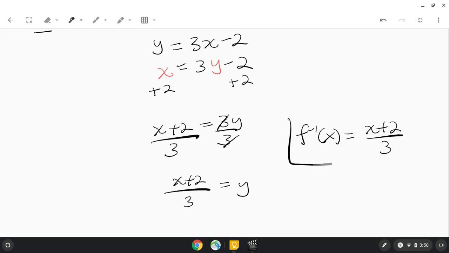All right, so that is pretty much it for 2.8. That's functions and their inverses.